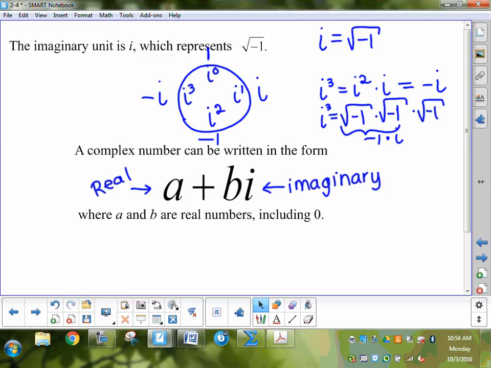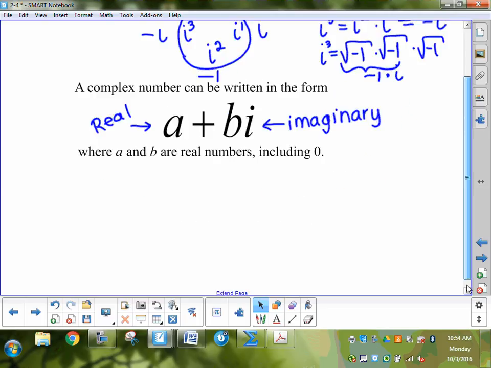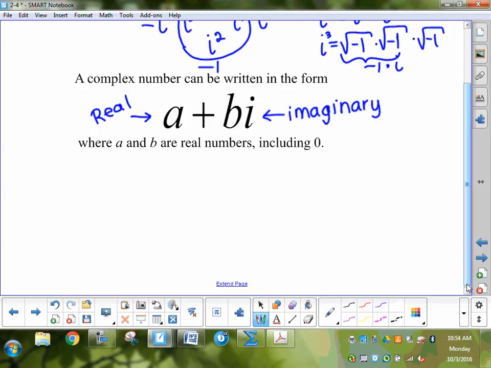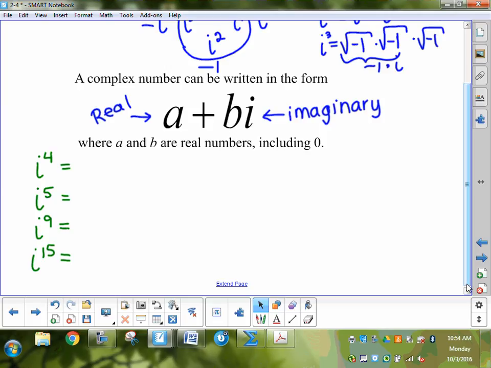Now, do you have space underneath there? Yeah. Let's do this. We'll start off with i to the fourth, i to the fifth, i to the ninth. So now we're going to evaluate i to some different powers, and not just 0, 1, 2, 3.